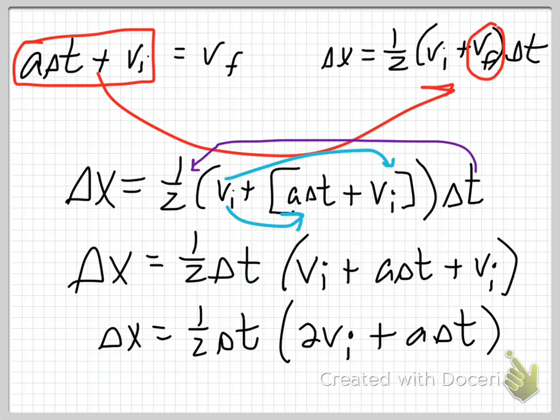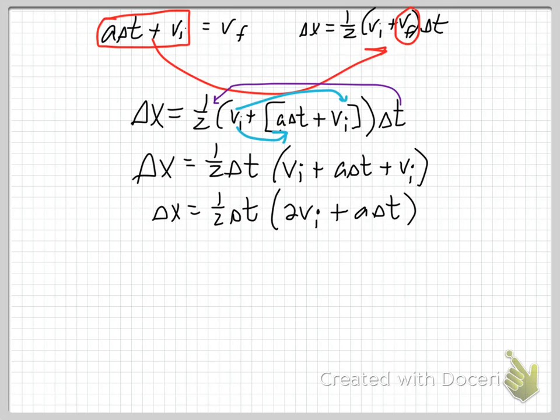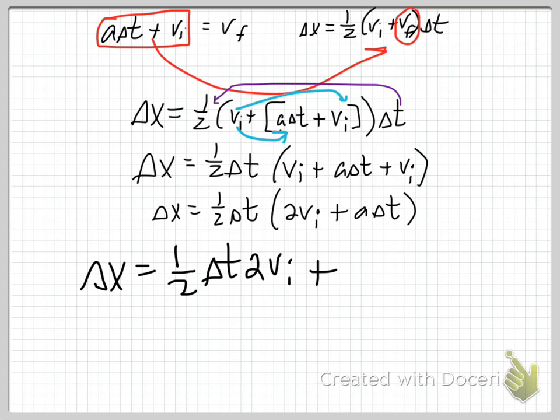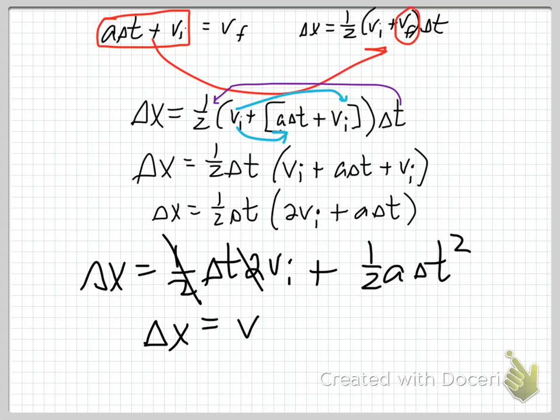Let's shrink a bunch of this stuff. Let's move all of this. So now we do delta x equals, and we're going to distribute now. Well, 1/2 delta t times 2vi, we'll have some simplification, and 1/2 a delta t squared. So obviously our half and our 2 cancel one another out. This is traditionally written as delta x equals vi delta t plus 1/2 a delta t squared.